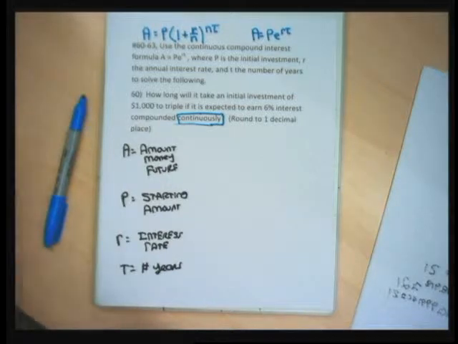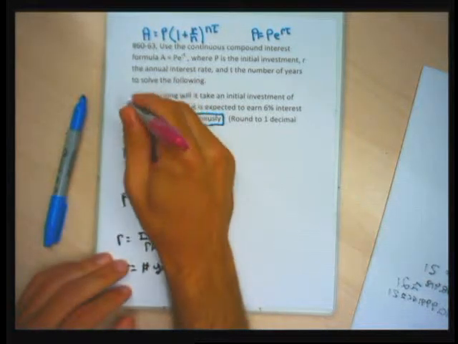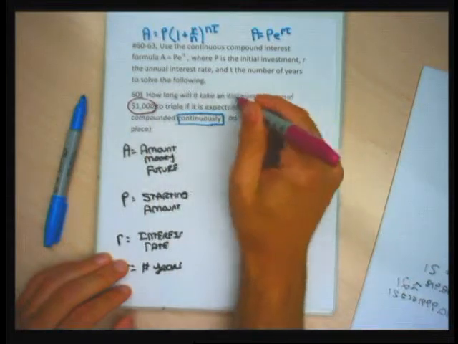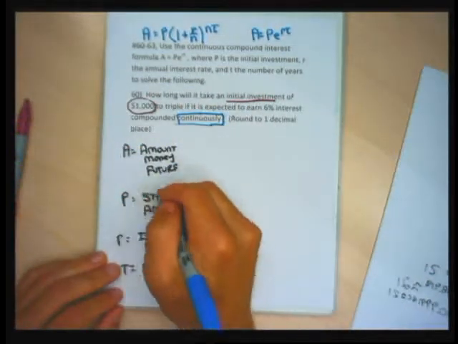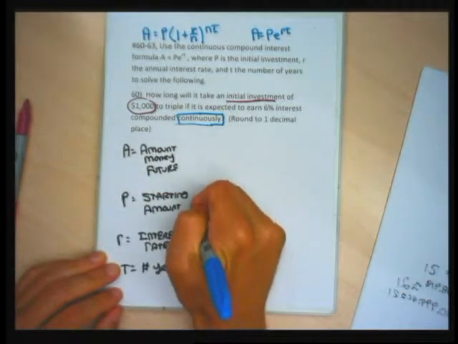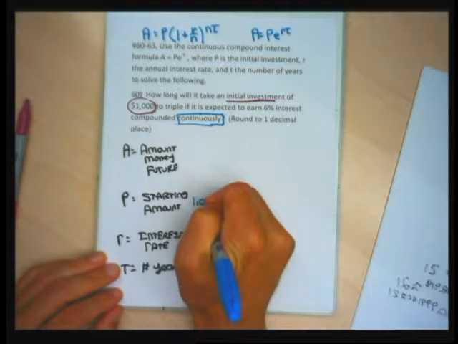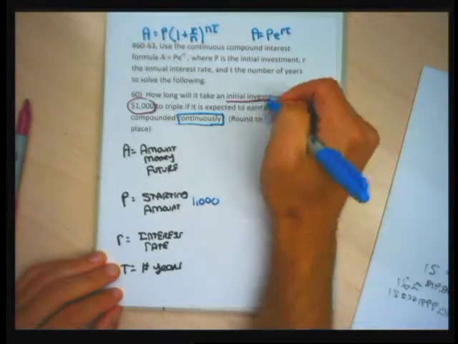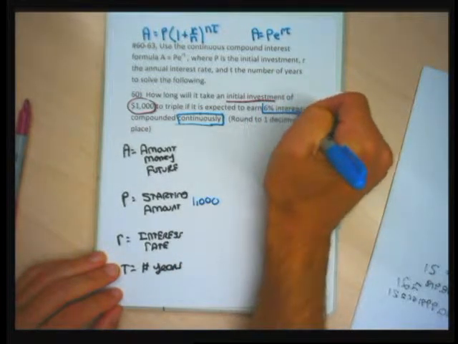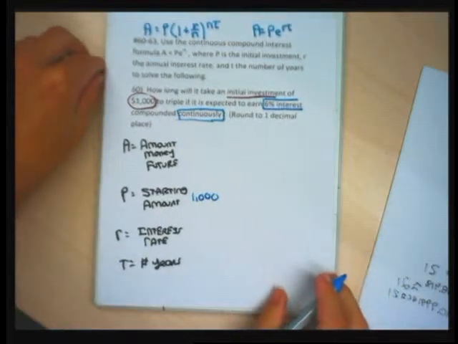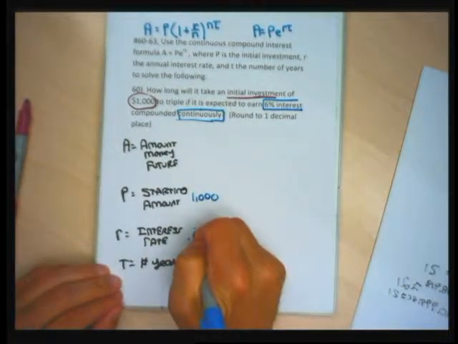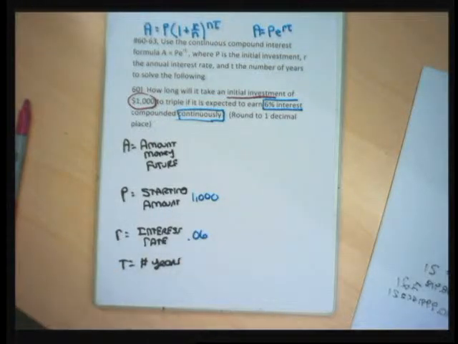So as I read through the problem, the first number I see is 1,000, and before the word 1,000 it says it's the initial investment, so that's going to be the P. So in this problem, the P is going to be $1,000. The next number I see is 6% interest. That seems like an interest rate, and as a decimal, I'm going to write 0.06 for the interest rate, and I'm out of numbers.